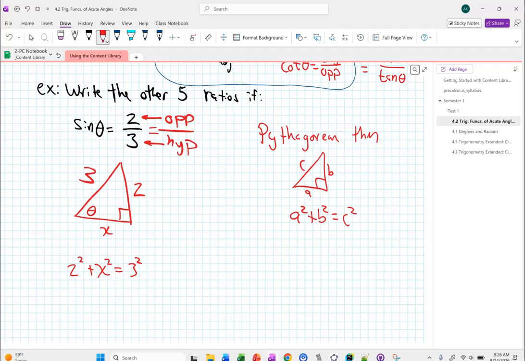Does everybody feel good about the algebra setup so far? I need to find this third side before I can start filling in the ratios because I don't know what the adjacent side is yet. We know that this one was opposite. We know this one is hypotenuse. And we know this guy is adjacent, but we don't know the value for it to put into the formula. So I have to find that before I start filling out my formulas.